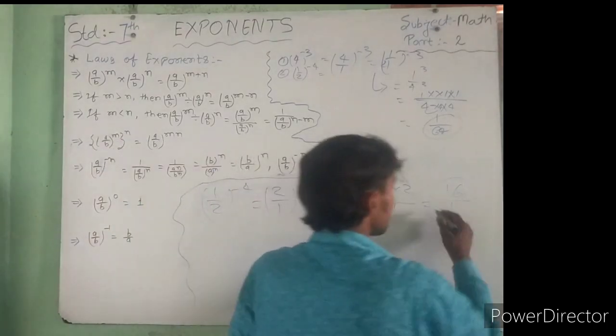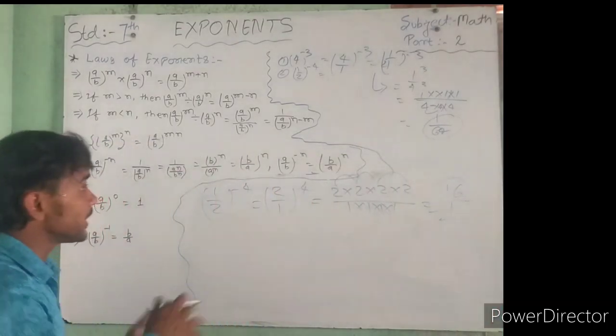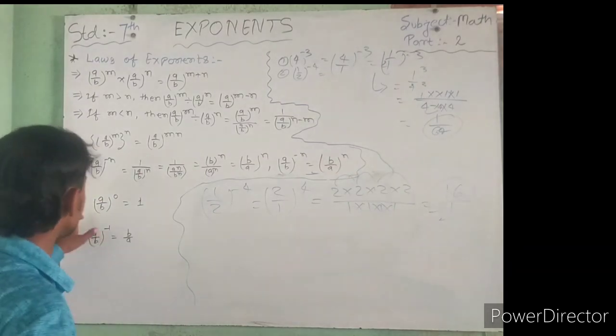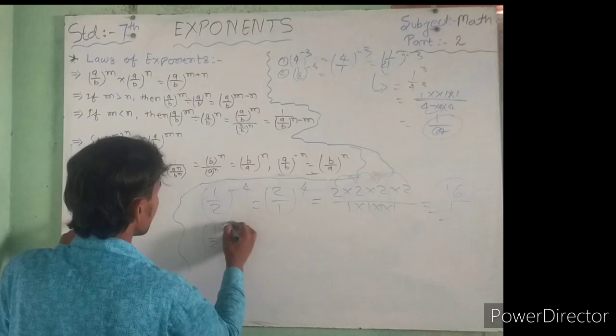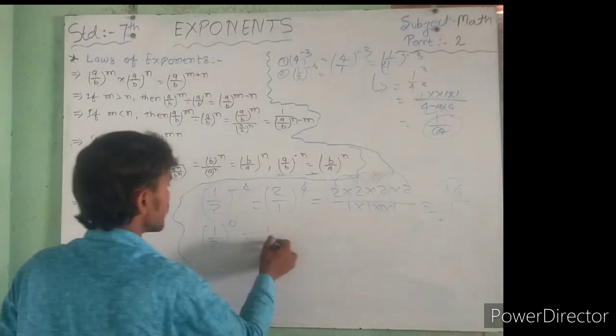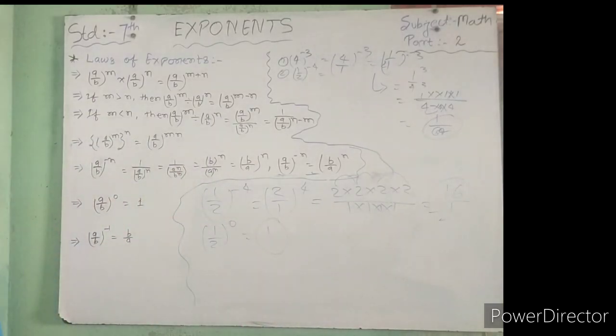So that's your answer. Okay, my dear students, different types of questions can come. Just like here, if a question is (1/2)^0, what is your answer? The answer is 1.